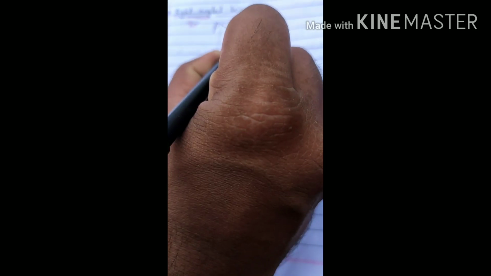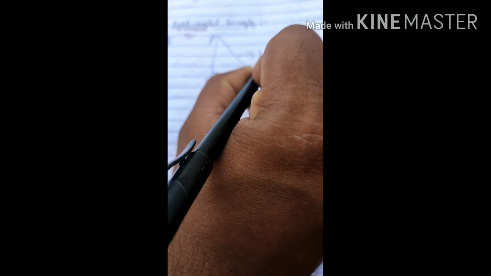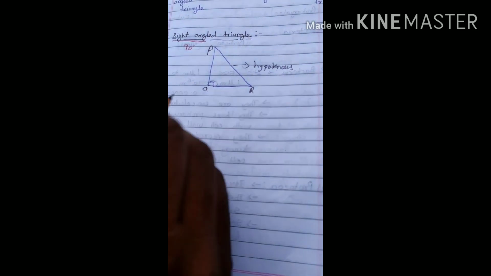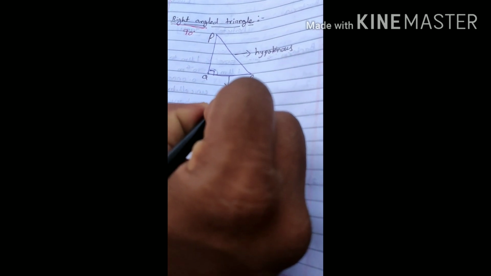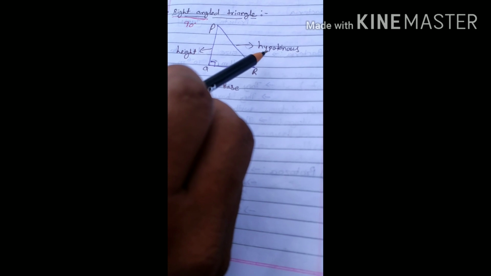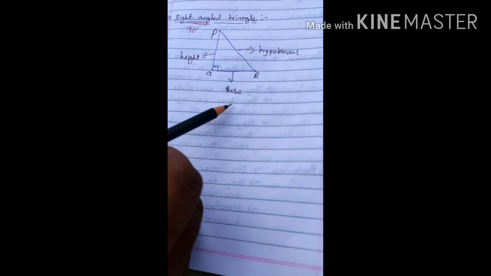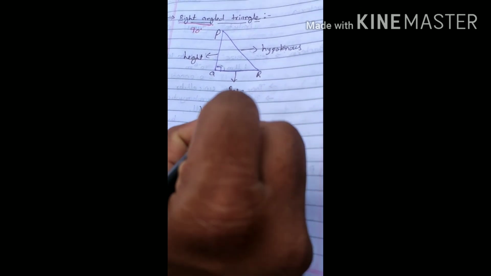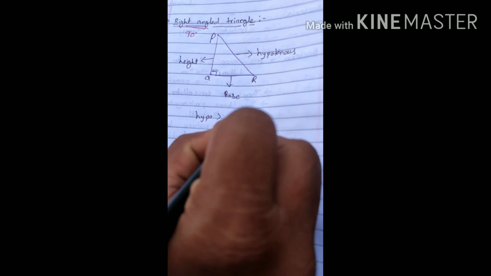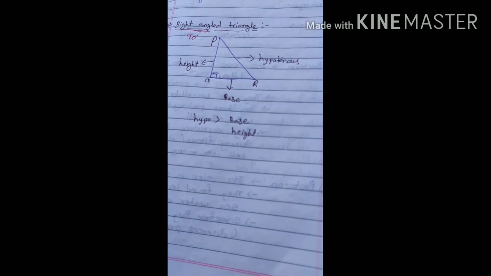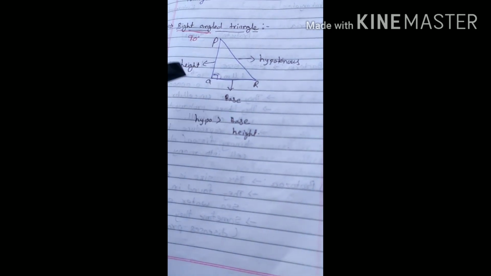In that, side PR is known as hypotenuse. This one is the base and this is height. This hypotenuse is always greater than these two sides. Hypotenuse is always greater than base and height. So you should be clear what is hypotenuse, what is base and what is height.